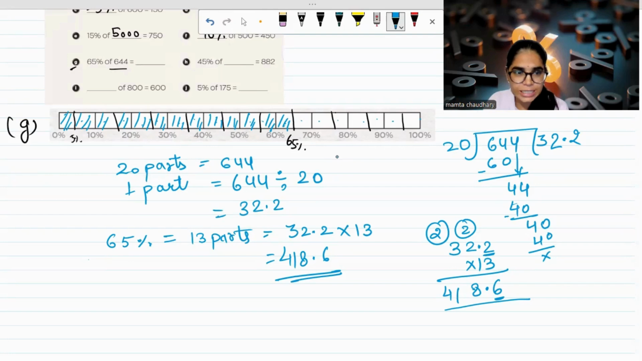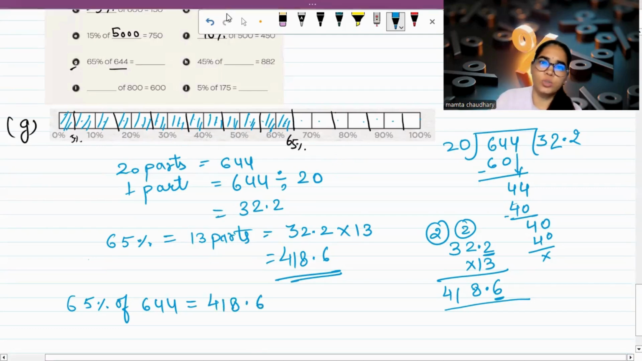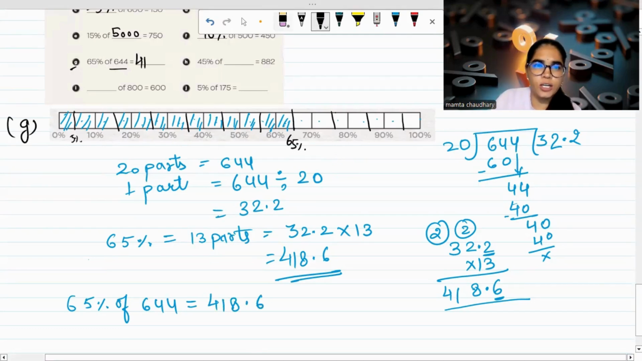So what is the 65% of 644? 418.6. So let's write it. 65 percentage of 644 equals to 418.6. So here the answer is 418.6. Clear? Yes. Now what we will do? We will solve the next question.